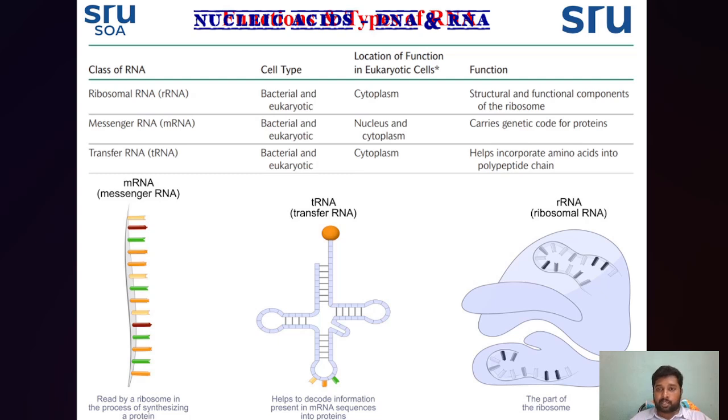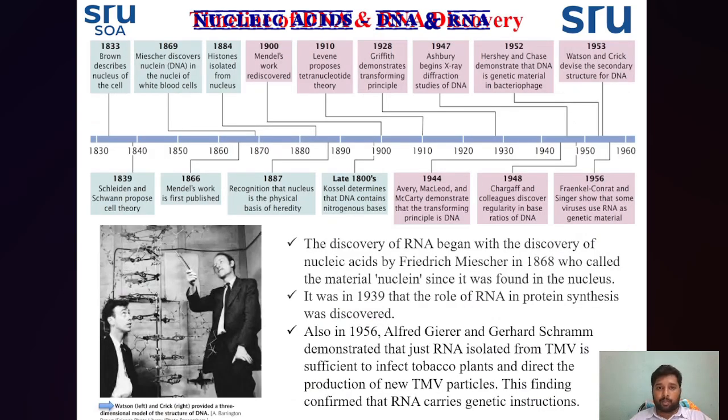Ribosomal RNA is present in cytoplasm, messenger RNA is present in nucleus and cytoplasm, and transfer RNA is present in cytoplasm region. Okay, these are the functions and types of RNA: ribosomal, messenger and tRNA. Now coming to the timeline of DNA and RNA discovery.